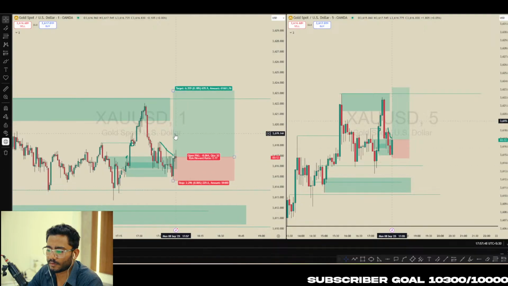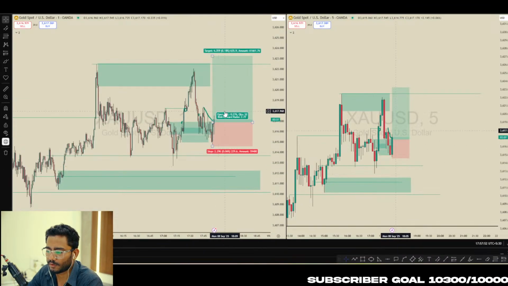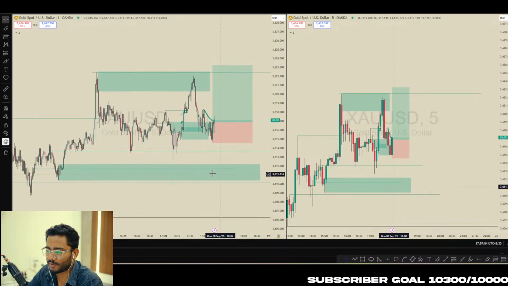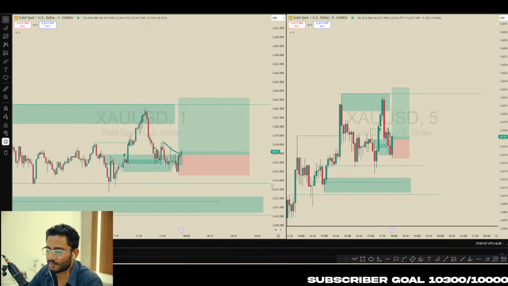Divide the risk. If you haven't entered in the first trade, enter over here. And if this fails, then you can look for buy side from here. This is the area. Let's see.